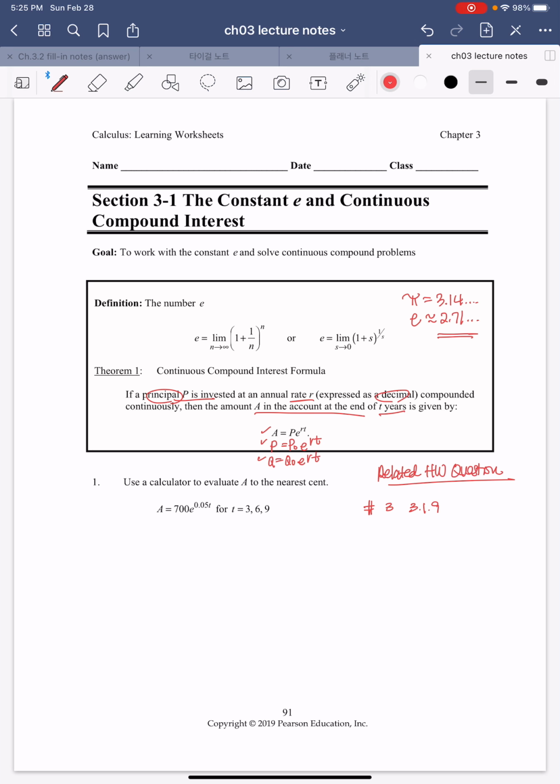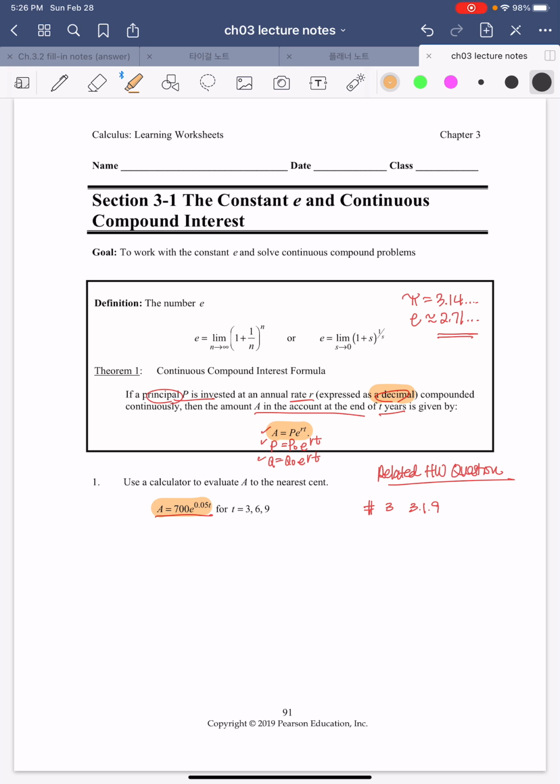So let's take a look at number 1. Number 1 is just dealing with our first definition. You can see the similarity. A is equal to, so in this case, 700 will represent P. Looks like we have e raised to 0.05. That's your R value. It's a decimal as mentioned here because it's a rate, so you can say it's a 5% rate. And then we are given T values for different terms: 3 years, 6 years, 9 years. And we are just going to be practicing, getting familiar with this formula.